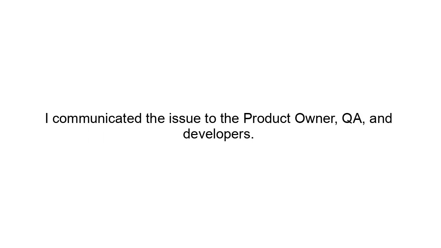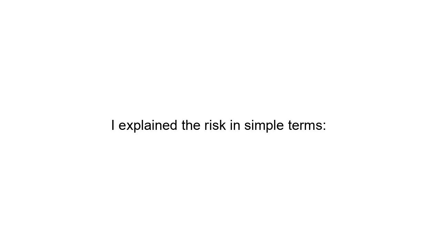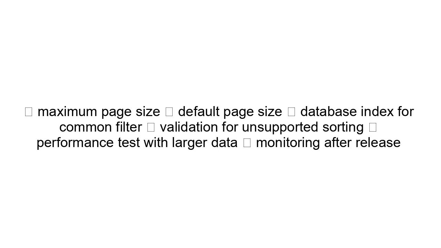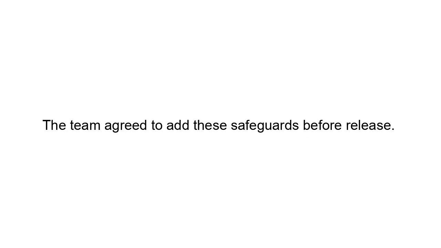I communicated the issue to the product owner, QA, and developers. I explained the risk in simple terms. The feature works functionally, but if users search too broadly and request too many records at once, the API could become slow in production. I proposed practical changes: maximum page size, default page size, database index for common filters, validation for unsupported sorting, performance test with larger data, monitoring after release. The team agreed to add these safeguards before release.